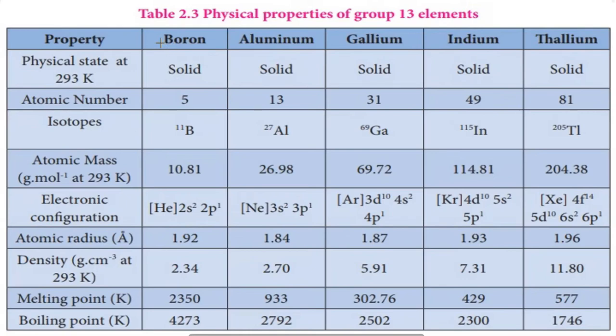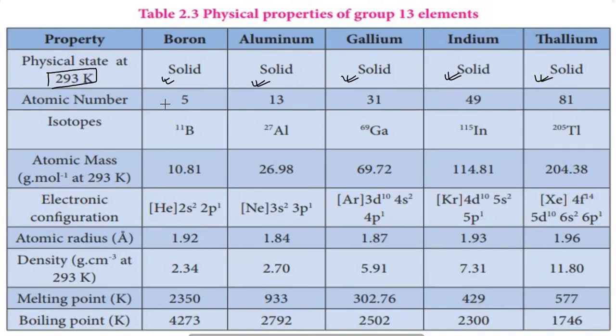So first is the boron element in group number 13. Then comes aluminium, then gallium, then indium, and then thallium. Generally, these elements are also termed post-transition metals. Now, at general conditions, meaning at 293 Kelvin temperature, boron is solid, aluminium is solid, gallium is solid, indium and thallium are also solid.